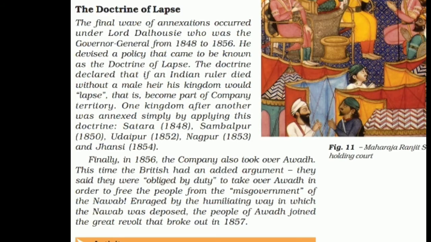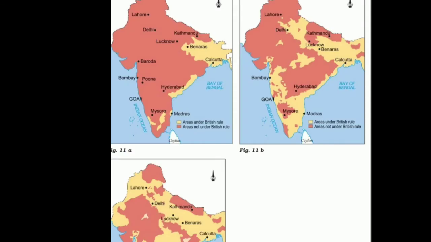The next is the Doctrine of Lapse. The doctrine of lapse was introduced by Lord Dalhousie, the Governor General from 1848 to 1856. This says that if an Indian ruler died without a male heir, that is a son, his kingdom would lapse. That is, it would become part of the company territory. With the doctrine of lapse, they conquered Satara in 1848, Sambalpur in 1850, Udaipur in 1852, Nagpur in 1853 and Jhansi in 1854. From these maps, we can see the expansion of the company all over the country.